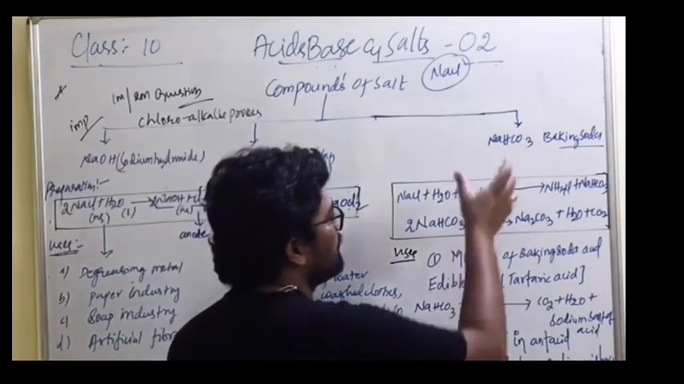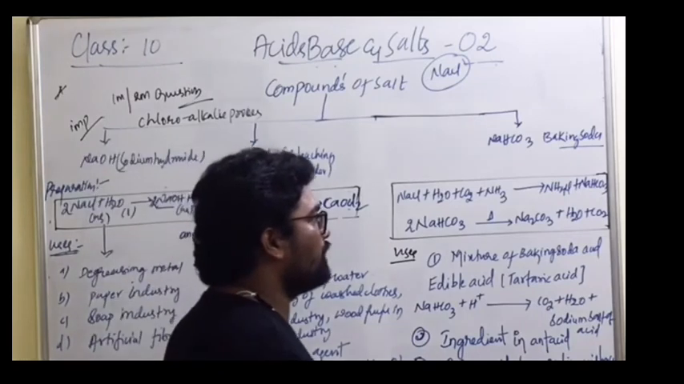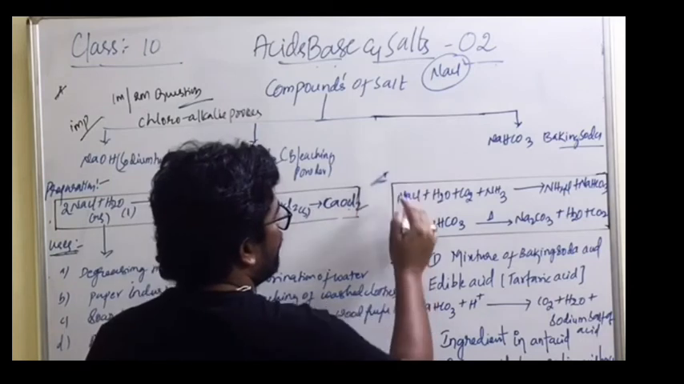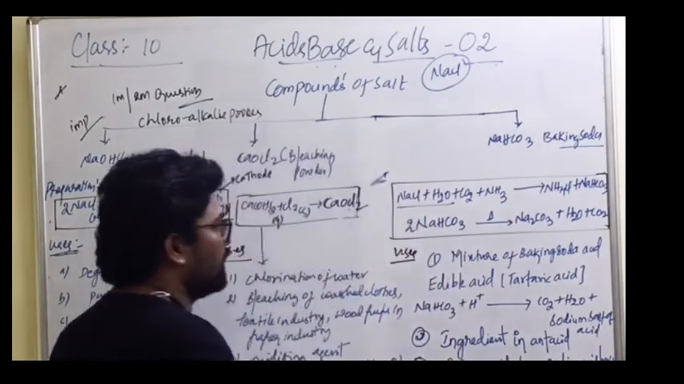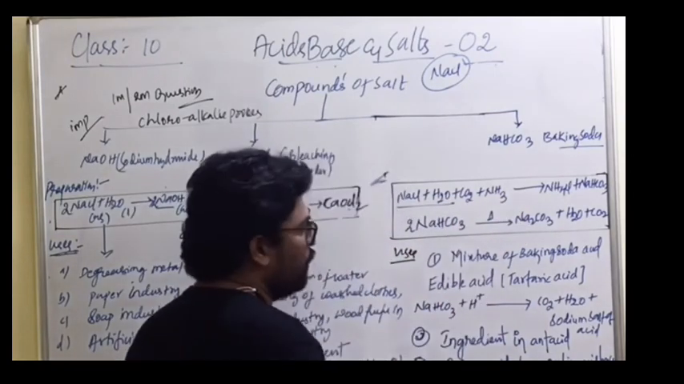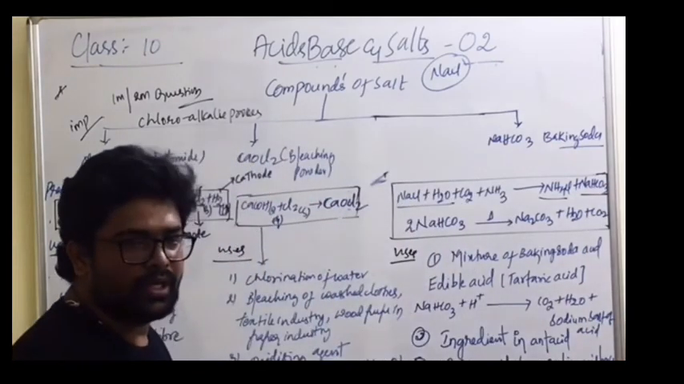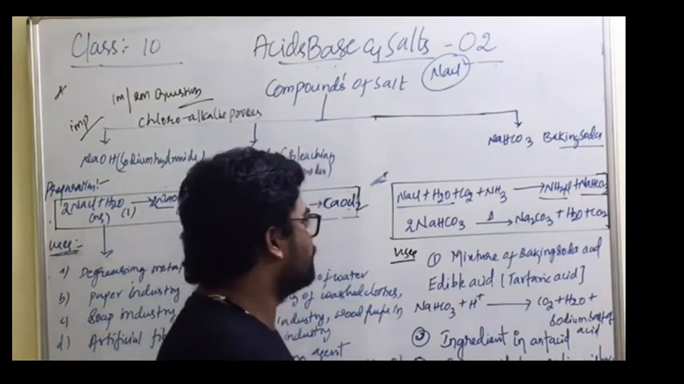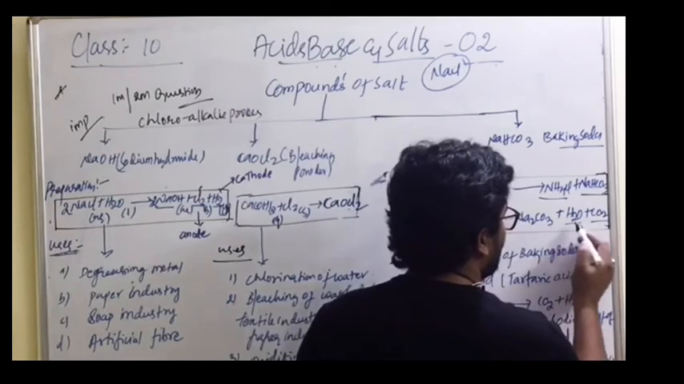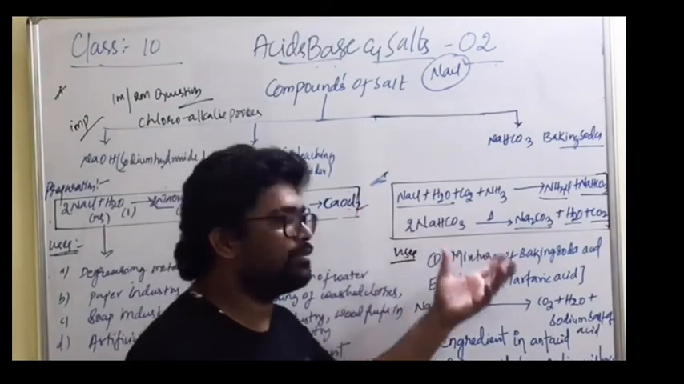Now the next compound is baking soda, which is prepared from common salt. How is it prepared? Let us discuss now. Baking soda is prepared by the reaction of brine solution, that is aqueous sodium chloride, with carbon dioxide and ammonia, which gives you ammonium chloride and baking soda. When baking soda is heated, it gives you carbon dioxide, water and sodium carbonate. So this is how baking soda is prepared.